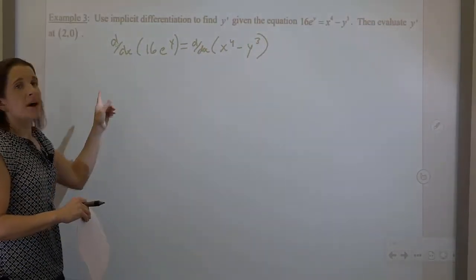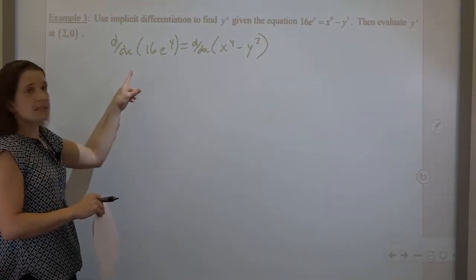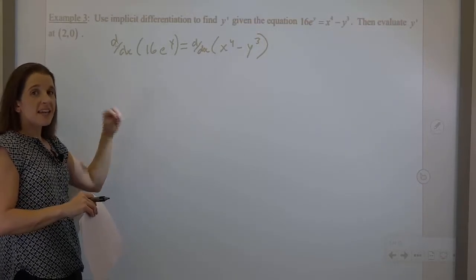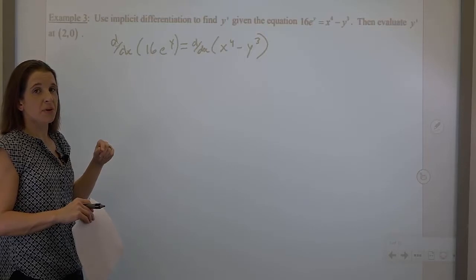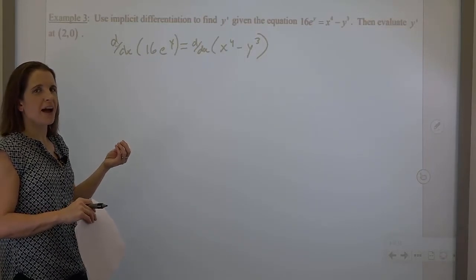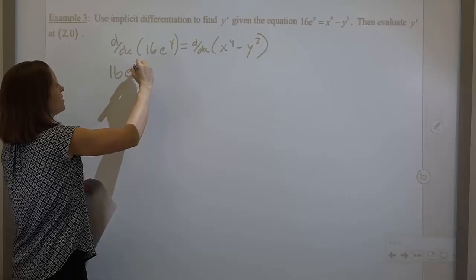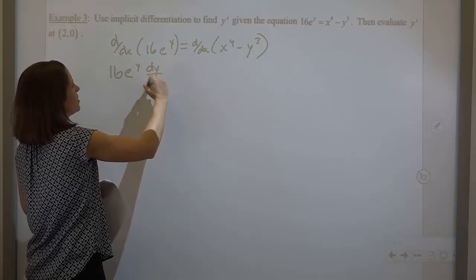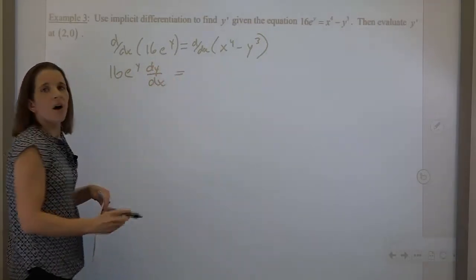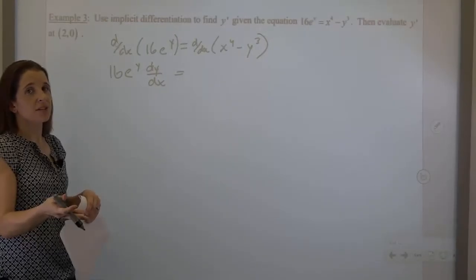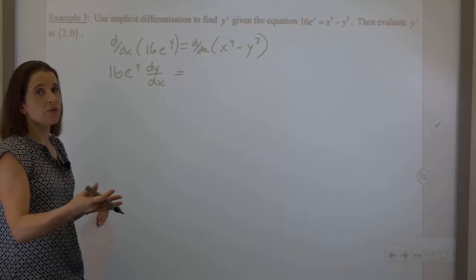Okay, so on the left-hand side, the 16 is a constant that stays. The derivative of e to the y is itself times the derivative of its exponent. Well, its exponent is a function of y, and its derivative is dy dx. On the right-hand side, I'll go term by term. If I have x's, I do it like usual, so that's just the power rule, 4x cubed.